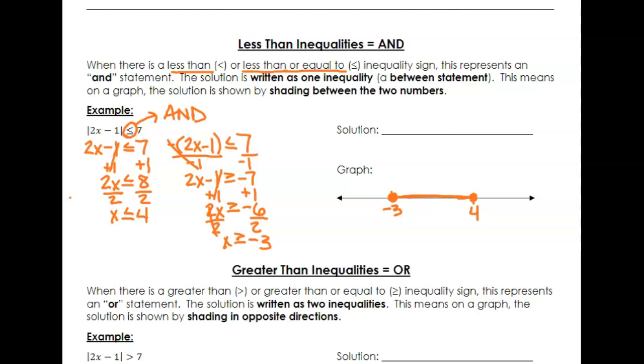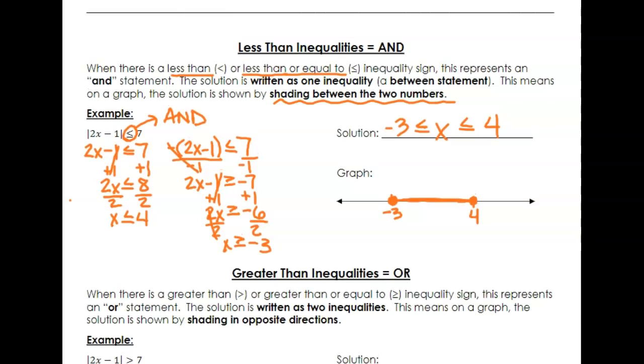So my solution is all the stuff in the middle. Remember that the and inequalities means that you are shading between the two numbers. Coincidentally, your solution should also look like your x values between the two numbers. And my inequality sign here was the less than or equal to. My inequality sign here should open to the x and it should point to the negative 3. So that is my solution. So I'm going to go ahead and scroll down to the next example.